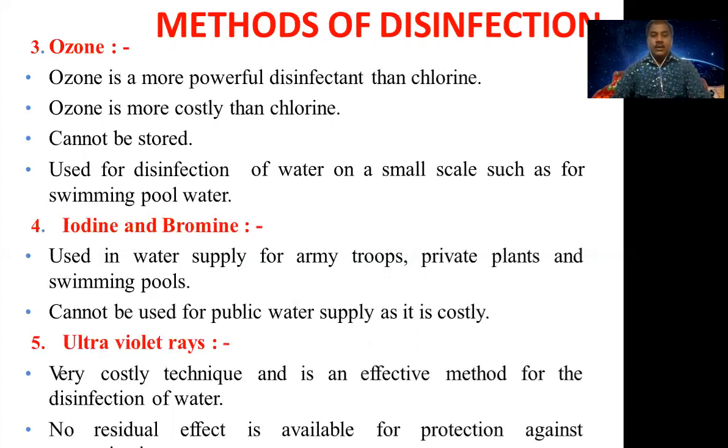Fourth is iodine and bromine. It is used in water supply for army troops, private plants, and swimming pools. It cannot be used for public water supply as it is very costly. Fifth is ultraviolet rays. It is a very costly technique, and it is an effective method for disinfection of water.